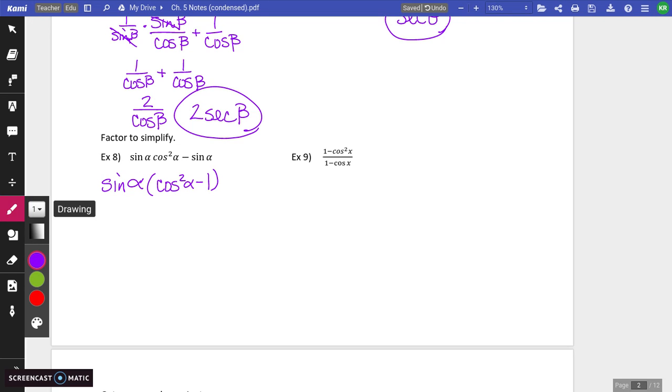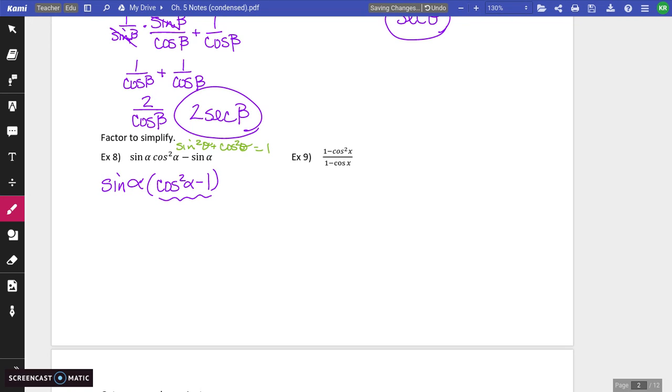All right, so now take a look at what you have. Well, look at this cosine squared minus 1. That's going to come from a Pythagorean identity, the first one we looked at. It's sine squared plus cosine squared equals 1. All right, so can I rewrite this as a cosine squared minus 1? Can I manipulate this equation?